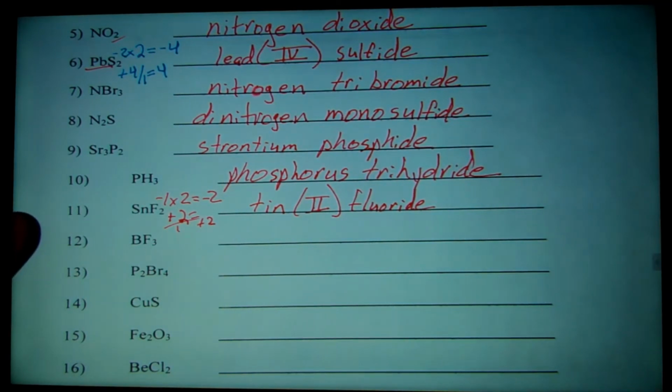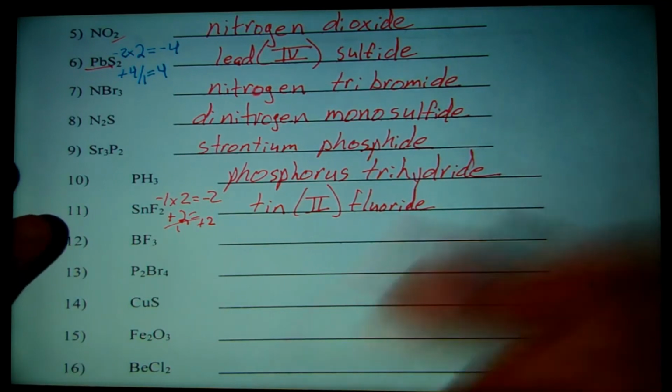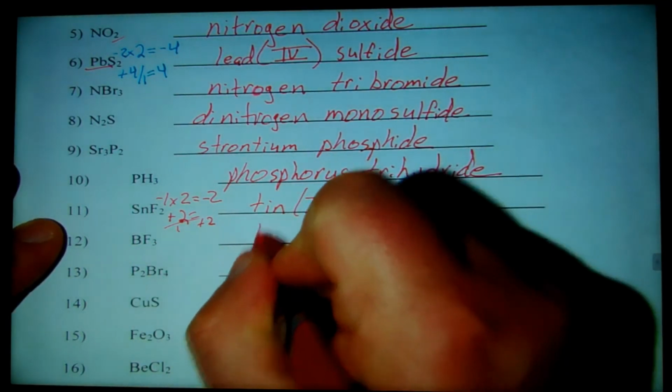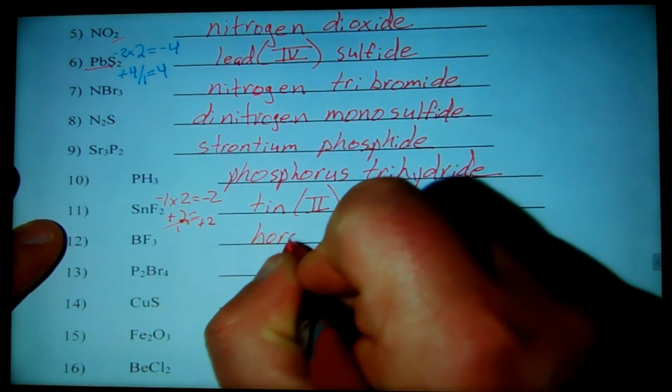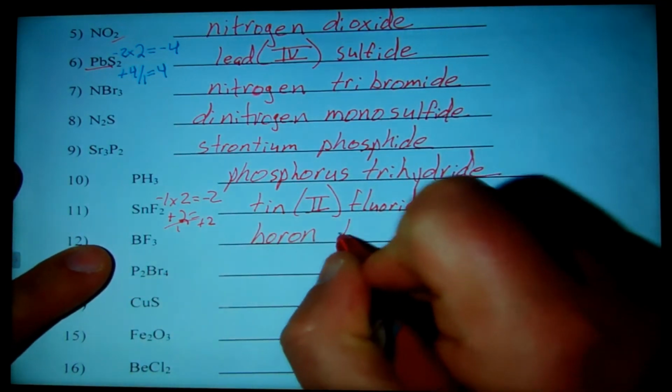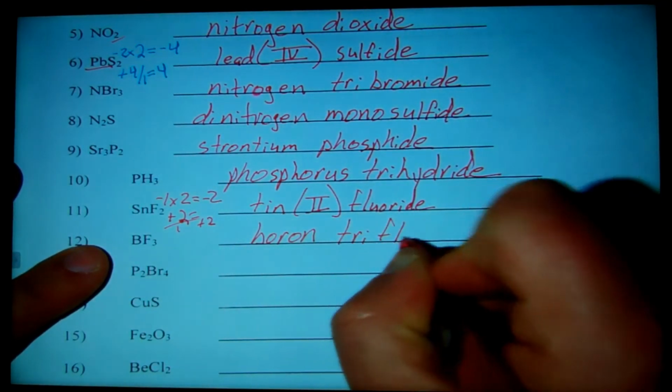Number 12. B is boron, F is fluorine. They're both non-metals, so non-metal naming rules. There's only one boron, so boron, tri for the fluoride, trifluoride.